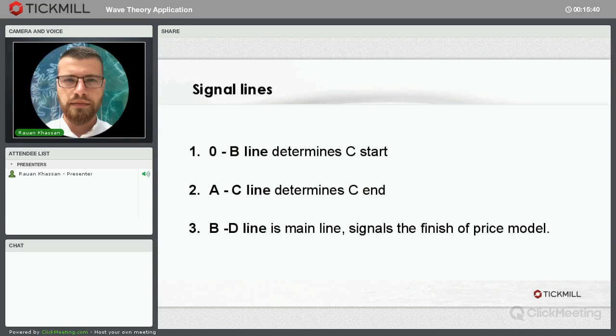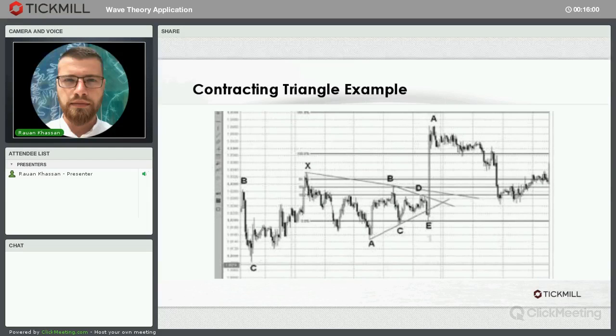Second line connects the extreme levels of waves A and C, and it determines C end. Finally, B and D line is a main signal line, which tells us about the finish of price model. In order to understand it better, let's have an example. So the first line that you mark is 0B line. 0 is marked as X here. You put it on the chart. I make it with green line.